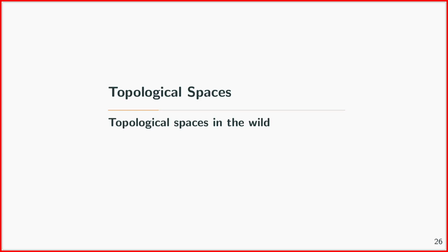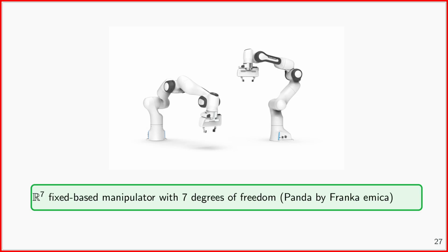Okay, and now that we know a lot about topological spaces for robotics, I just wanted to show you some topological spaces in the wild on real robots, how configuration spaces actually look like there. So this one here is a standard industrial manipulator arm. It's called Panda by Franka Emika, and it has 7 degrees of freedom. So there are basically 7 rotational joints here. And so the configuration space of this one is R7.